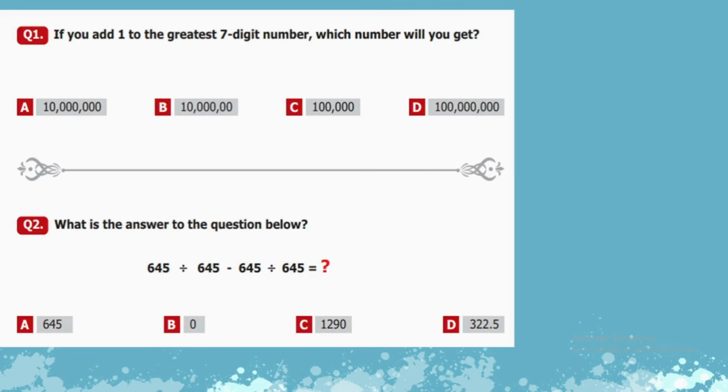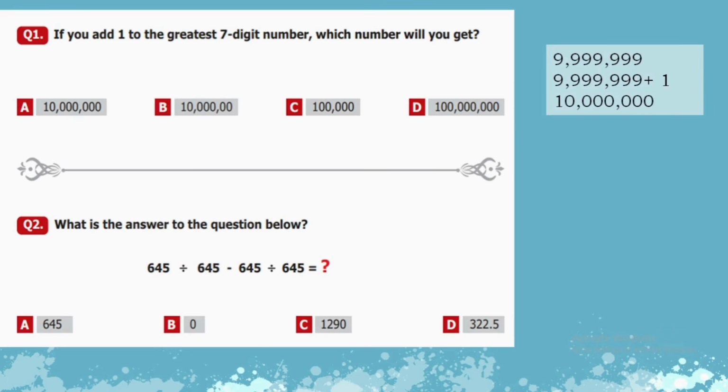Question number 1 is, if you add 1 to the greatest 7-digit number, which number will you get? So first of all, we have to see what the greatest 7-digit number is. Whenever we are talking about greatest, we are talking about 9s. So 7-digit number means 9,999,999. So we have to add 1 into it. So obviously when we add 1 into it, it will become an 8-digit number, that will be 10 millions. So A will be our answer here.